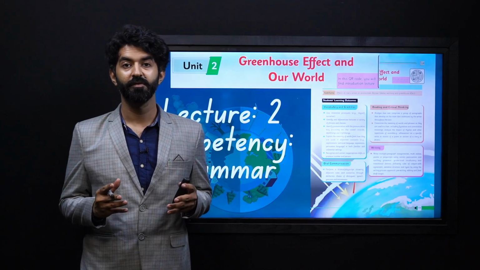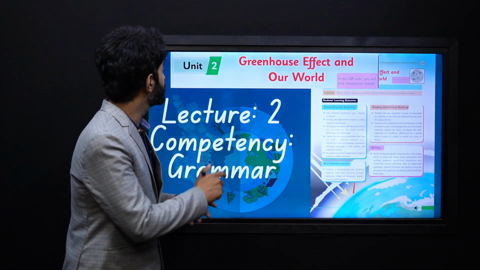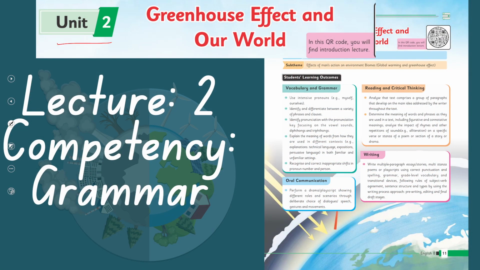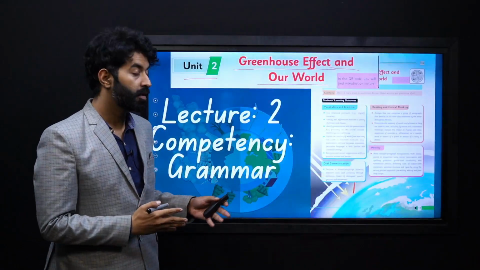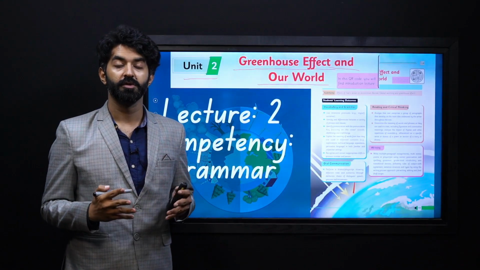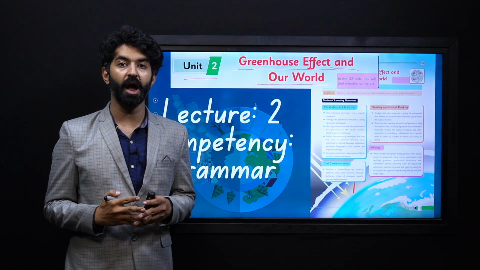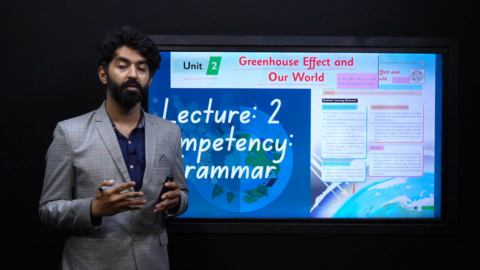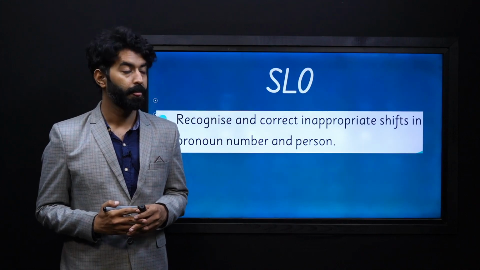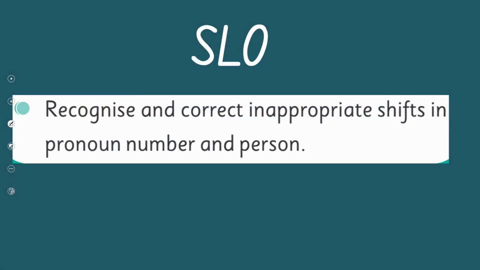My dear learners, we are at our unit number 2 by the title of Greenhouse Effect and Our World. This will be our lecture number 2 with the competency of grammar. So now let's read our students' learning outcome and see what we are going to do in this lesson. Our SLO is to recognize and correct inappropriate shifts in pronoun number and person.